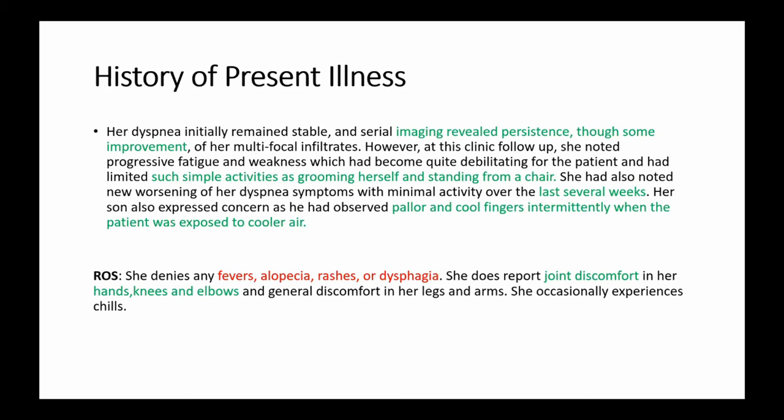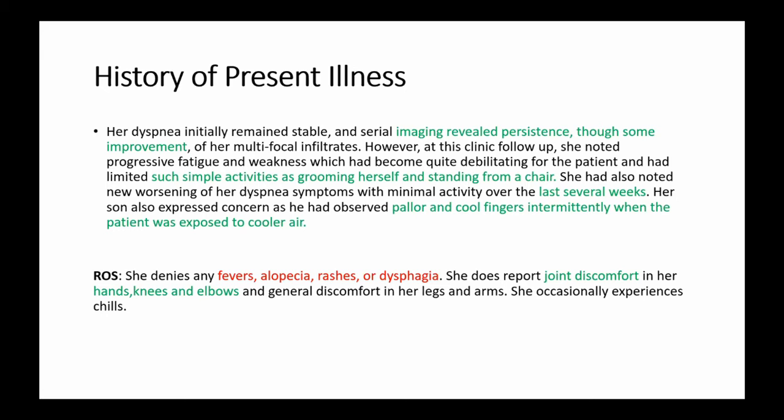And then her son describes pallor and cool fingers intermittently. That's pretty rare. You don't hear that often. Putting a name on that, I would say that's Raynaud's. We don't know the etiology of that. But again, putting, I think, a name on these kind of symptoms will help work through your differential. And then next in her review of systems, no fevers, no hair loss, no rashes.